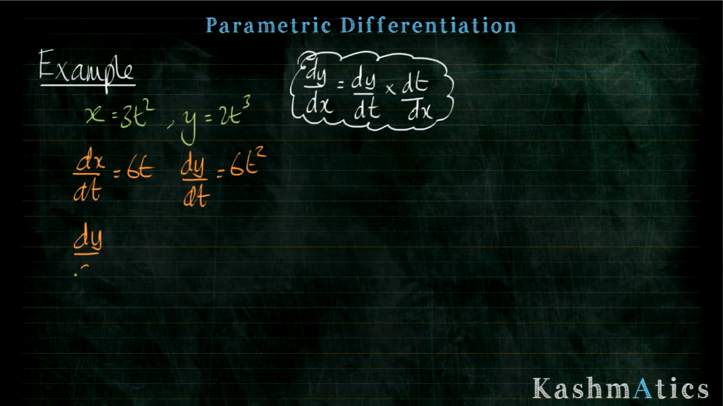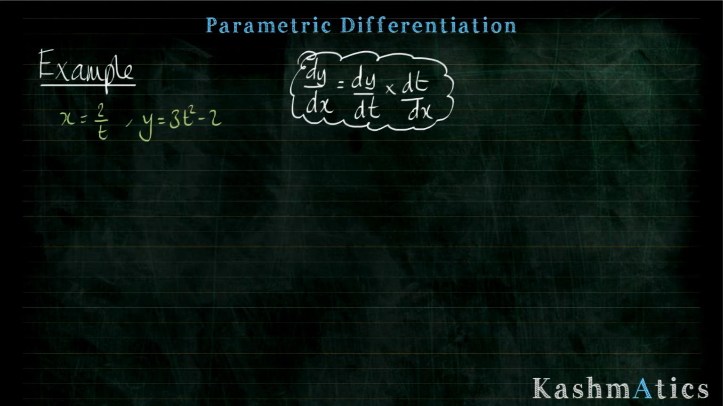So dy by dx will equal dy by dt, which is 6t squared, times dt by dx, which is the reciprocal of dx by dt, so multiplied by 1 over 6t. So let's just do some cancelling. I can cancel out a 6, and I can cancel out a t, and that leaves me with just t. So nice, easy example to begin with.